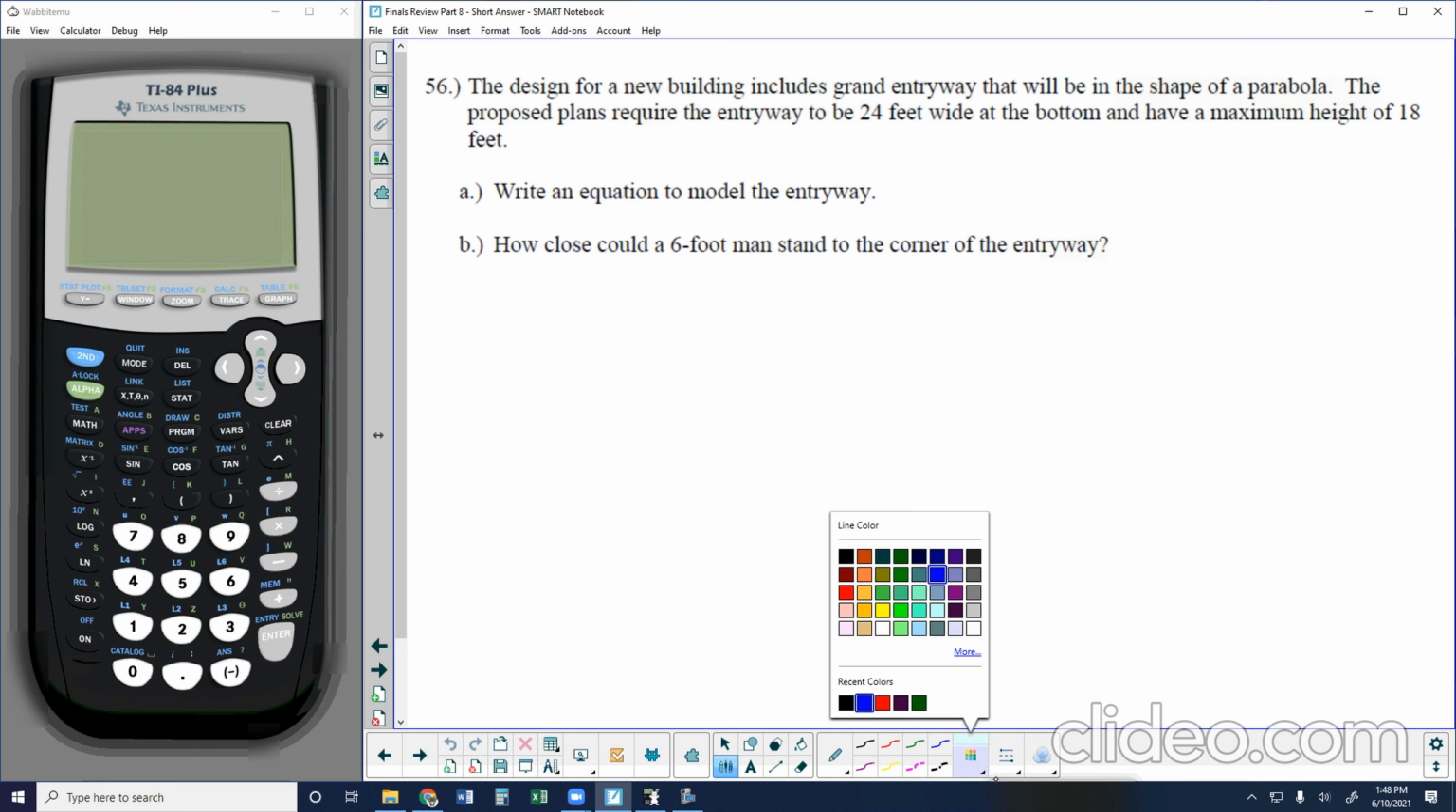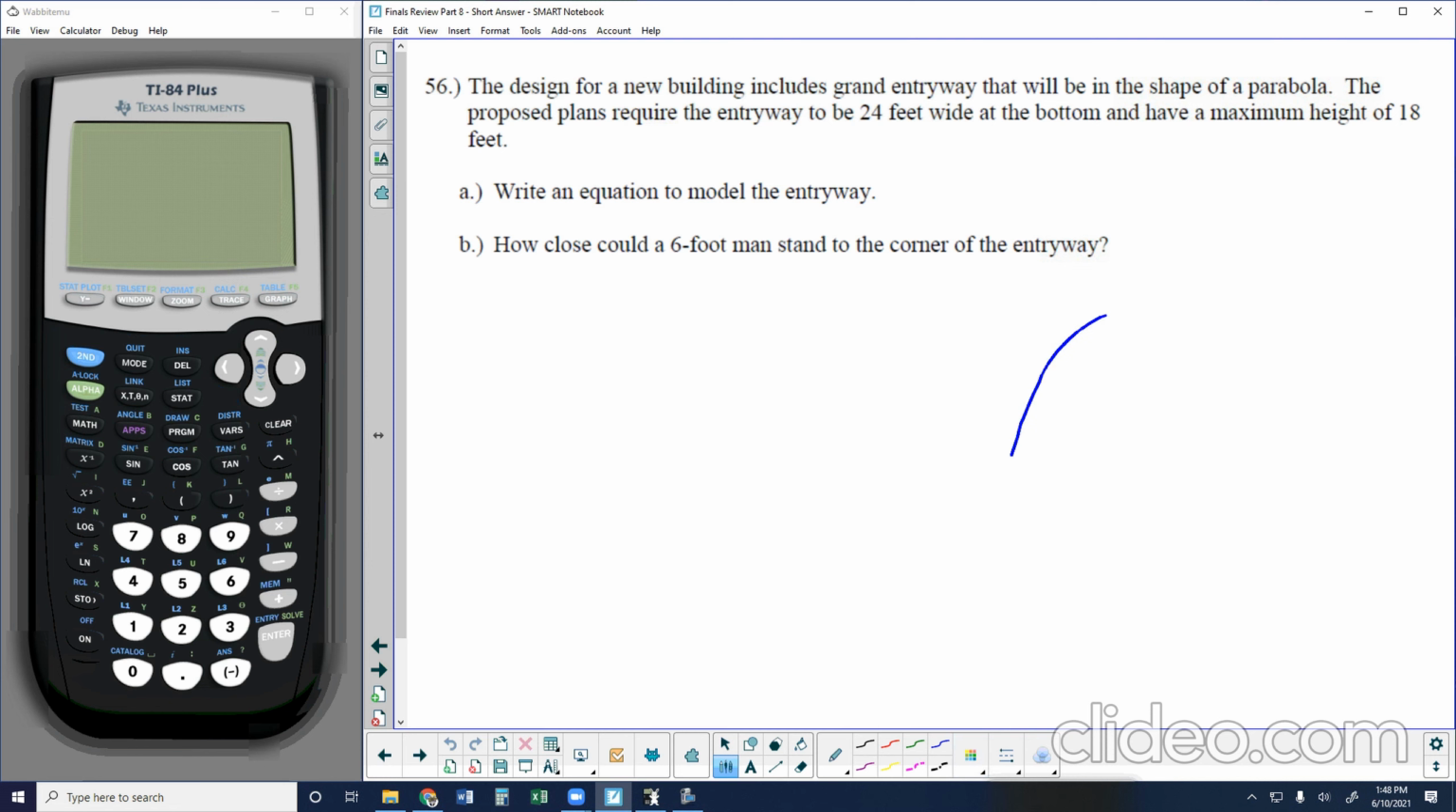So this entryway is going to be in the shape of a parabola, so I'm going to give it a little rough sketch here. An upside down parabola, like an arch entrance, and it's going to look something like this. Now we need an equation for it, so I'm going to put it on a graph, and I'm going to put 0, 0 at the beginning of the arch.